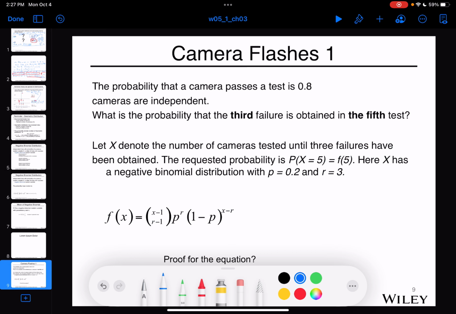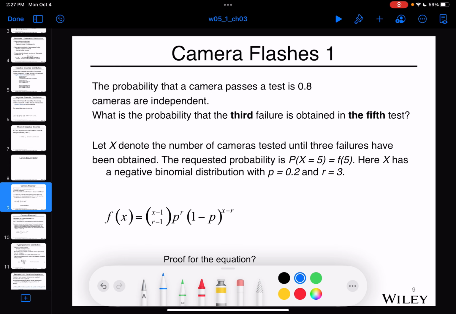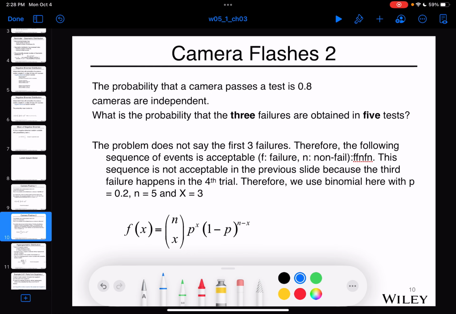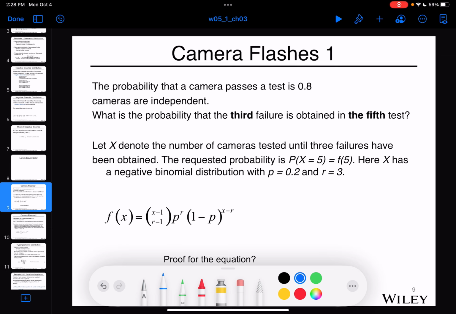All right, so let's look at another example. Let's do this one in the next class because these are two different examples with two different solutions. So see you guys on Wednesday. Remember, there's a quiz tomorrow.